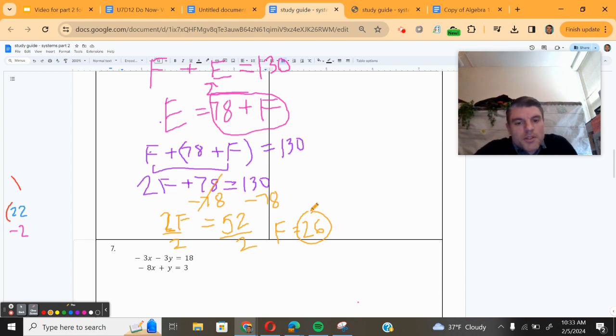I'm just going to plug this into one of the equations. So I think this one is easiest. E equals 78 plus F, in this case is 26.